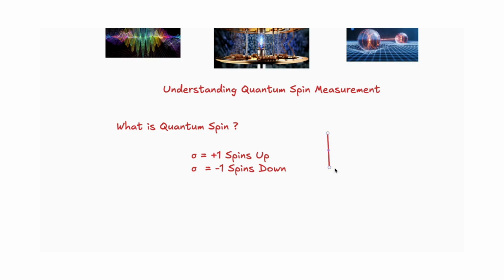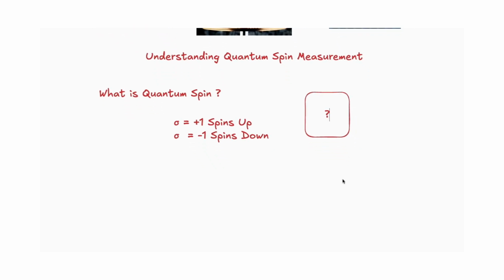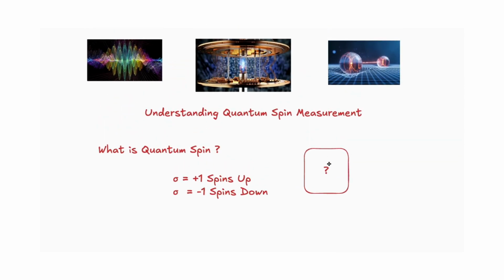The first measurement. Let's perform our first measurement with the apparatus oriented along the z-axis, pointing upward. When we make the measurement, something definitive happens. The apparatus gives us a result, either sigma equals +1 or sigma equals -1. Let's say we get sigma equals +1. Here's the key point. After this measurement, the spin is now prepared in the sigma equals +1 state. If we immediately repeat the measurement with the same apparatus orientation, we'll get the same result every time.